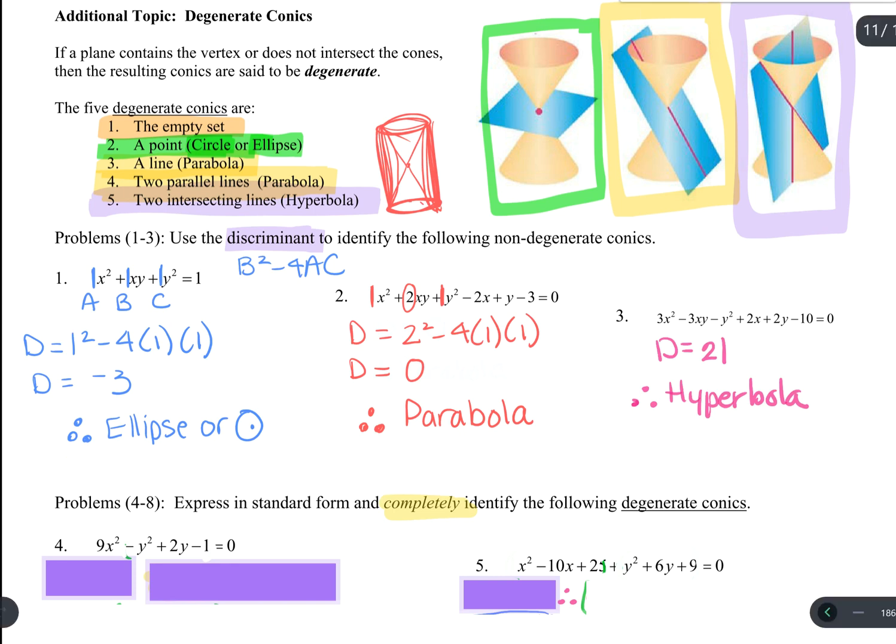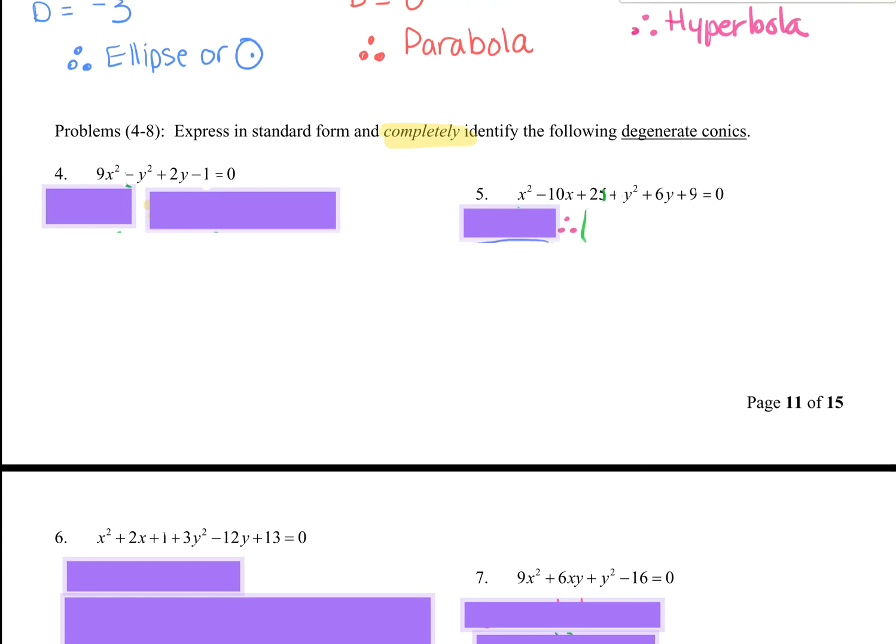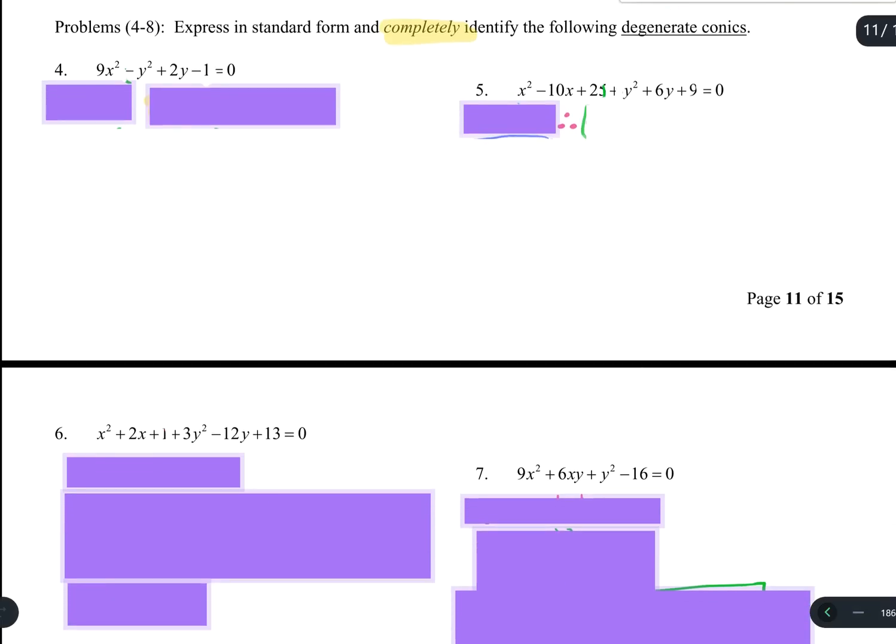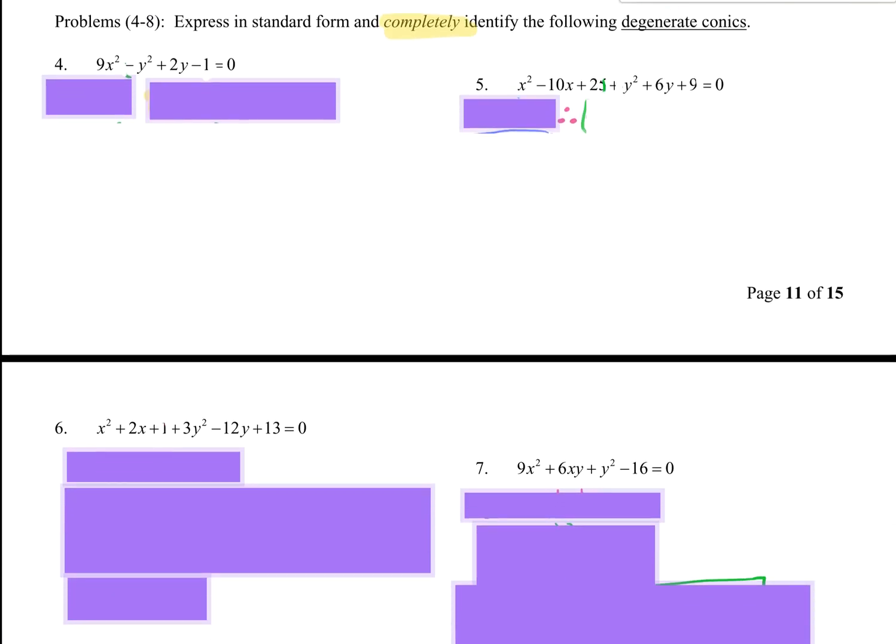So let's move on to 4 through 8. So 4 through 8, it says to express in standard form and completely identify the following degenerate conics. So completely identify means that we are going to identify all the way. So if we get a discriminant that's less than 0 and we know that it is an ellipse or a circle, we need to continue to identify and figure out whether it's an ellipse or whether it's a circle. So let's go ahead and start with number 4 by calculating the discriminant.